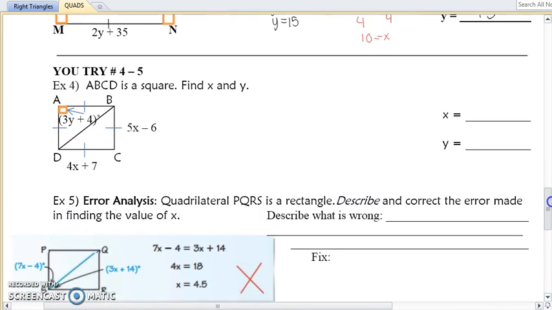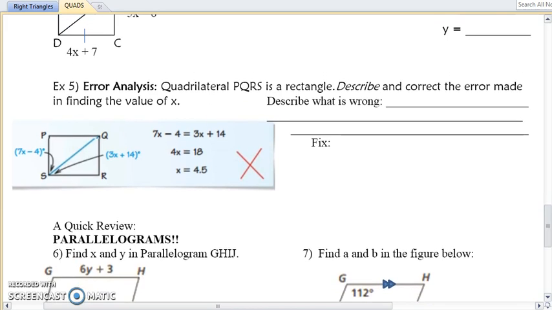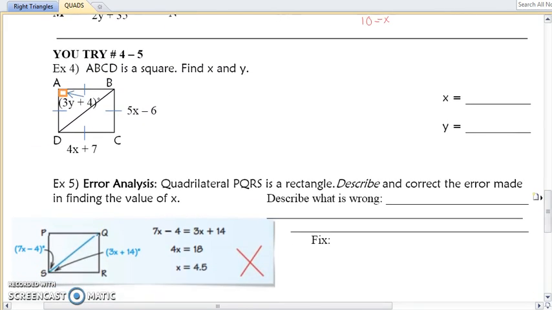Here we have example number 4. Again, I would love for you guys to try these on your own, but if you're not comfortable, that's fine. If you're comfortable, pause the video, try the problem, and fast forward to see if you get x and if you get y. So for angle A, we're given that it's a square, and also that there's a 90-degree angle in that corner. We are given that that angle measure is 3y plus 4. So I can set 3y plus 4 equal to 90, and then solve for y.